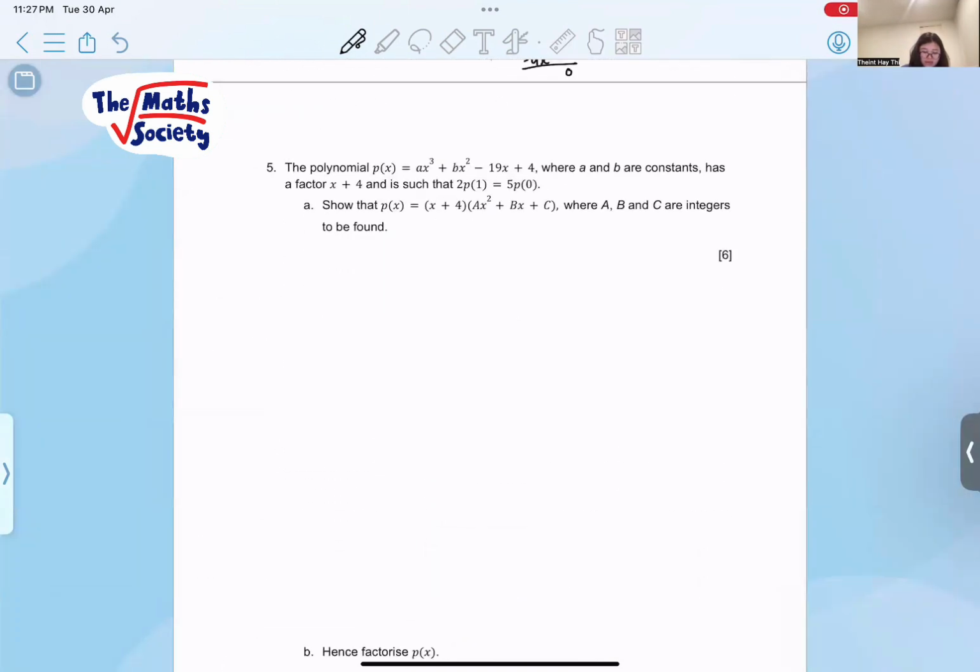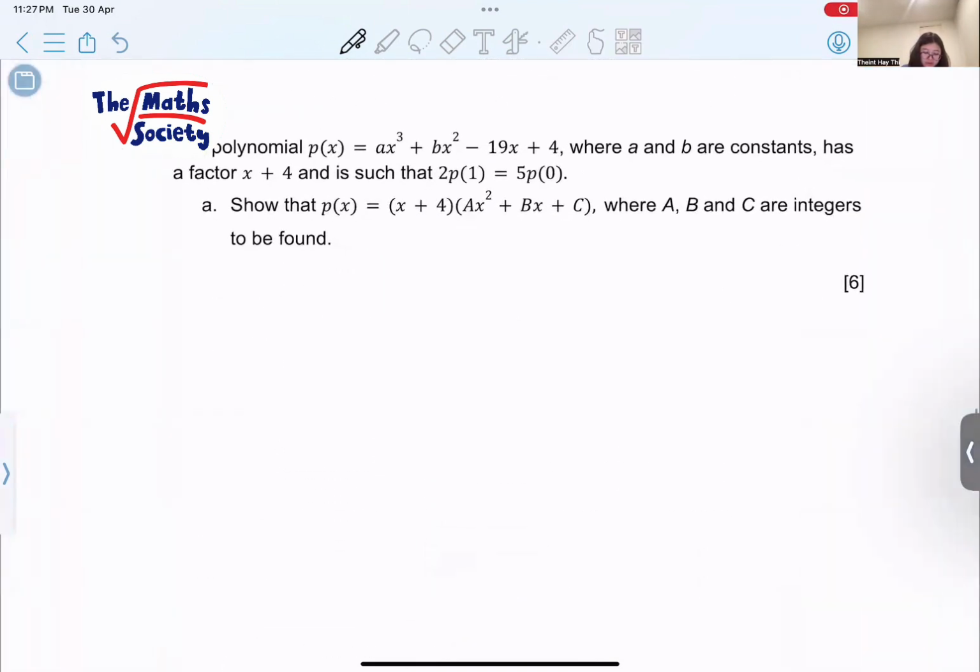And then for 5, it says that the polynomial p of x is equal to ax cubed plus bx squared minus 19x plus 4, a and b are constants, and has a factor of x plus 4 and such that 2p1 is equal to 5p0. And show that p of x is equal to x plus 4, ax squared plus bx plus c. So we need to find the quadratic equation. And a and b and c are integers.